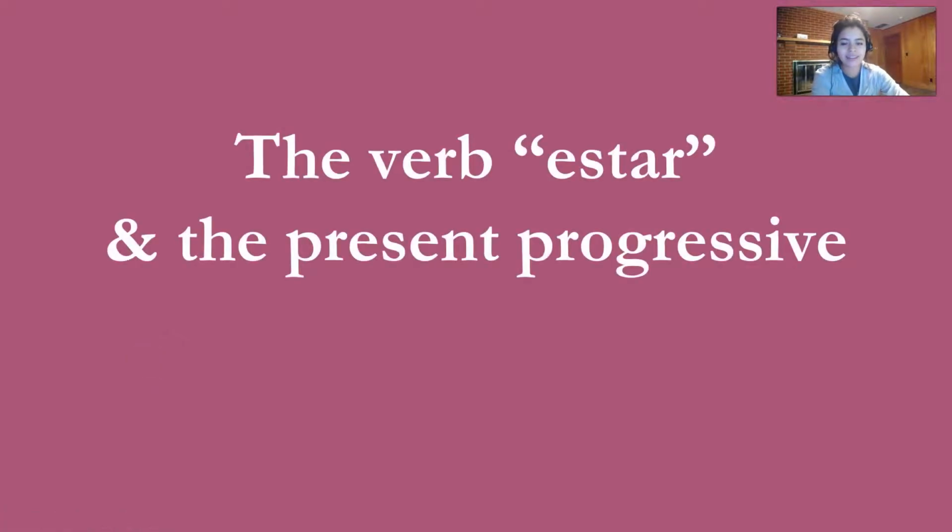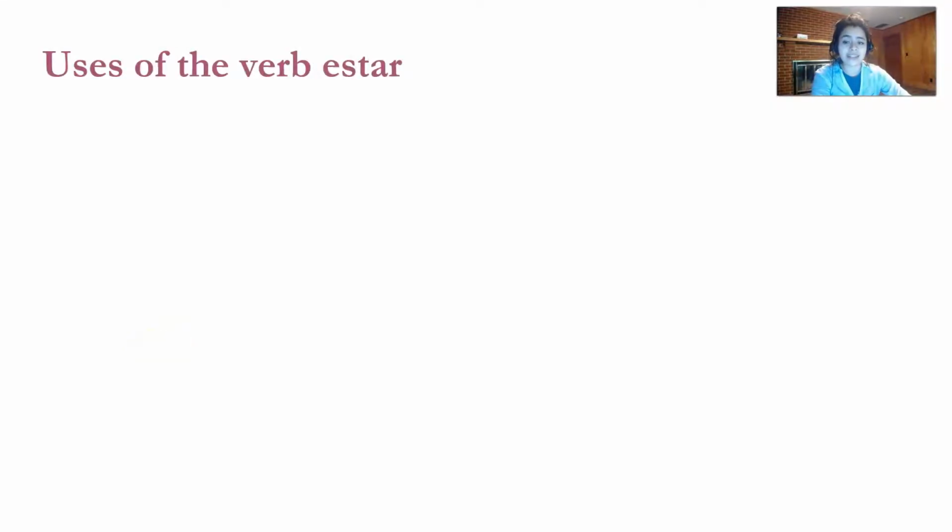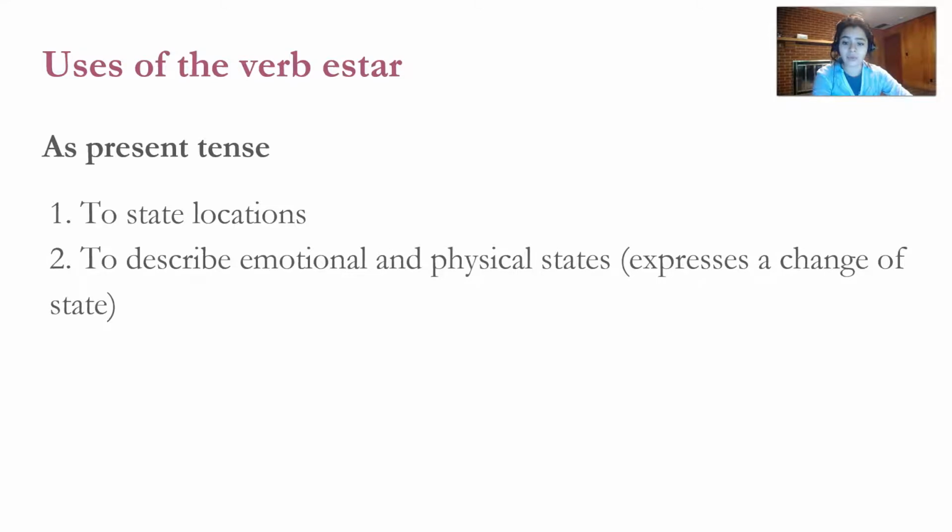Hola clase, we're going to start today our new topic, the verb estar and the present progressive. So we have already seen that ser and estar mean to be. In this lesson, we're going to see the uses of the verb estar. As present tense, you can use the verb estar to state locations and to describe emotional and physical states. It expresses a change of state.